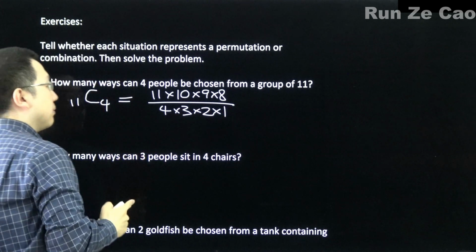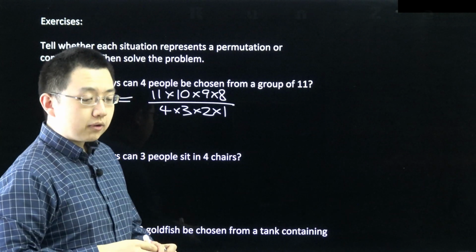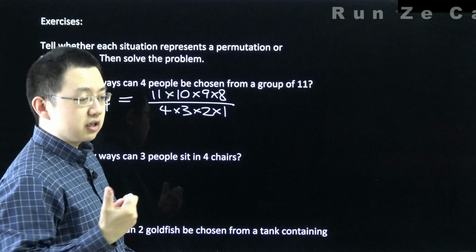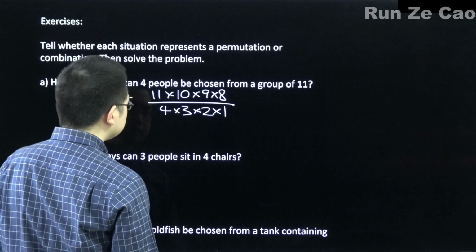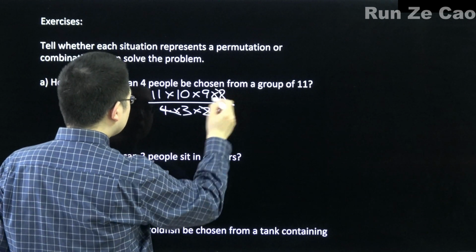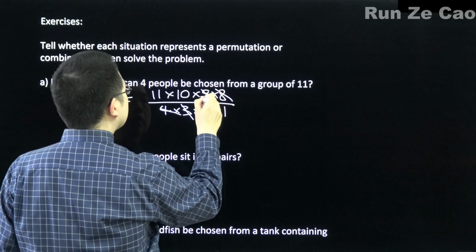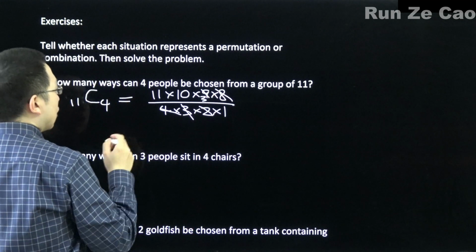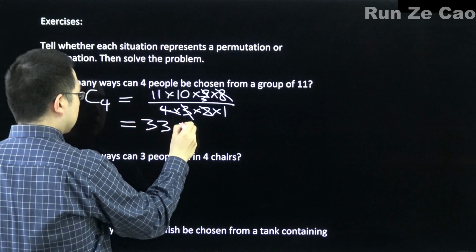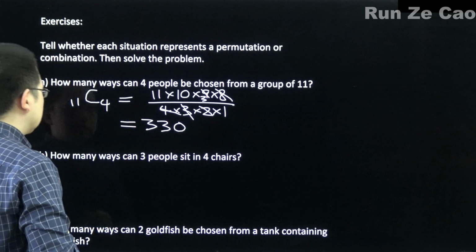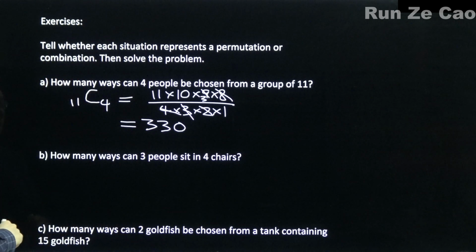As you can see, even I'm not bothering with the algebraic version because these are relatively small numbers and I don't have a need to pull out a calculator yet. So, the 8's cancel out. This comes down to a 3. So we're looking at 33 times 10 equals 330. That's a lot of ways, even though the group doesn't seem very big.